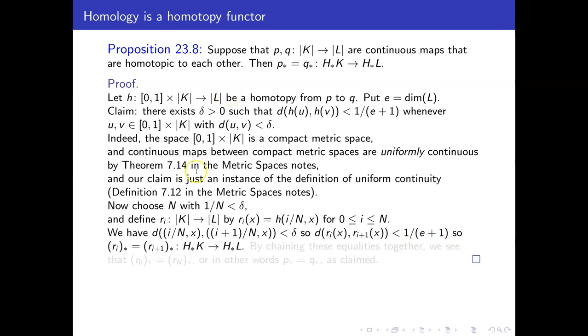Okay. And so by the previous proposition from the previous slide, R_i and R_{i+1} give us the same map in homology from the homology of K to the homology of L. So R0 and R1 are the same, R1 and R2 are the same, R2 and R3 are the same, etc. So we chain those together, and R0 star and Rn star are the same. But H was a homotopy from P to Q, so H of (0, x) is just P of x, in other words R0 is P, and similarly Rn is Q. So P star and Q star are the same.